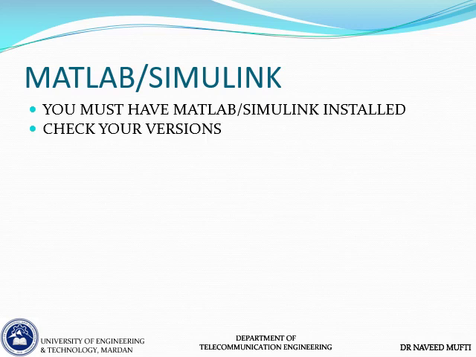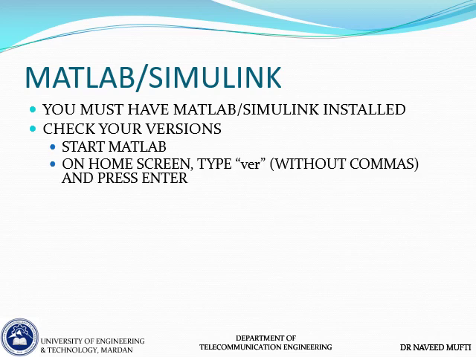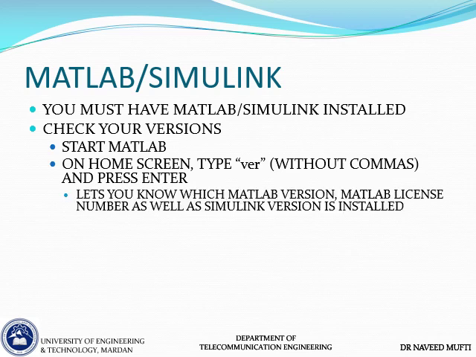That's the first thing you need. And secondly, you have to check your versions, because the instructions or the commands are sometimes different based on different versions. So there is a way of checking your version. When you click on the MATLAB icon and it takes some time to load, once it's loaded and you see the main MATLAB command window on the home screen, if you type ver without the quotes and press enter, then MATLAB will show you whatever is installed. It lets you know which MATLAB version is installed, your MATLAB license number, as well as the Simulink version that is installed on your system.